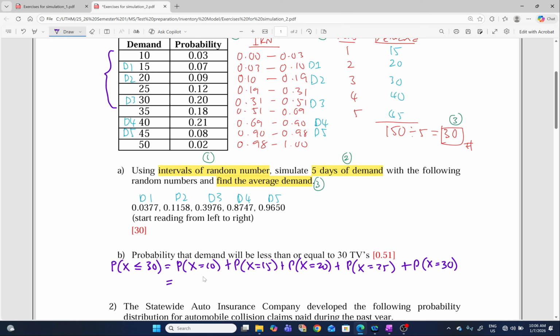What is the probability of getting 10? 0.03. 15, 0.07. 20, 0.09. 25, 0.12. 30 would be 0.20. This is 0.51. That is the answer.